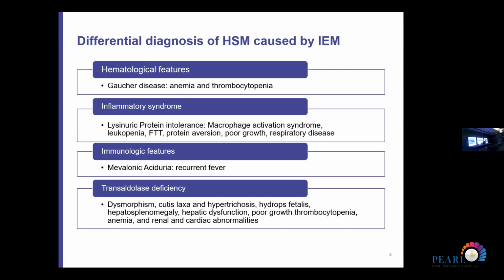And transaldolase deficiency is an entity on its own, a very unique inborn error of metabolism that presents with facial dysmorphism, cutis laxa, hypertrichosis, sometimes hydrops fetalis that resolves with time, hepatosplenomegaly, hepatic dysfunction, in addition to anemia, thrombocytopenia, and multi-system involvement with renal and also cardiac abnormalities. And at SKMC, we have a few patients with this disease who have been managed with our GI colleagues here.